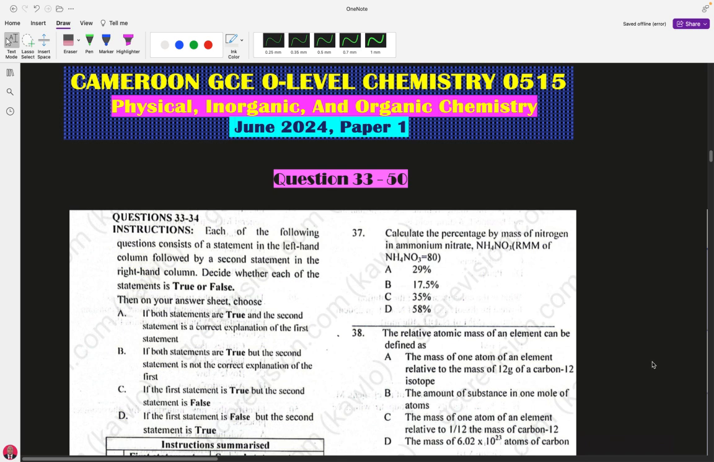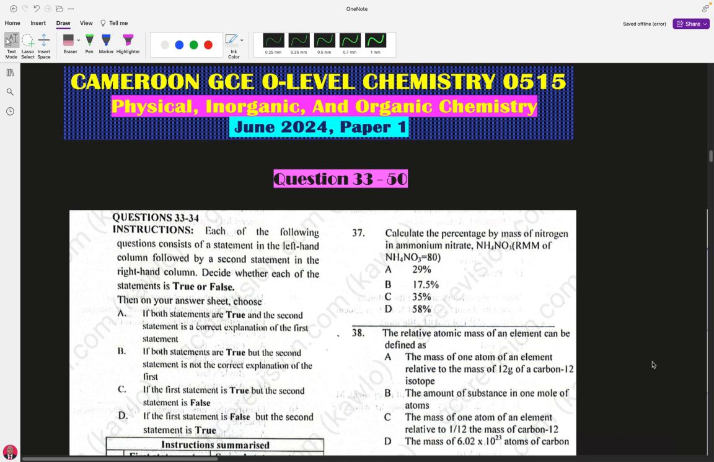Question 33. From 33 to 34, the instruction reads: each of the following questions consists of a statement in the left-hand column followed by a second statement in the right-hand column. Decide whether each of the statements is true or false. Then, on your answer sheet, choose A if both statements are true and the second statement is a correct explanation of the first statement.